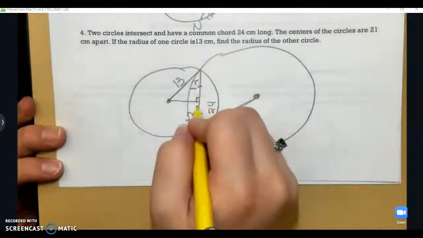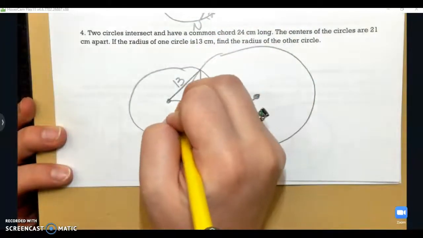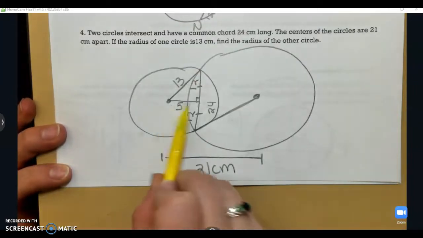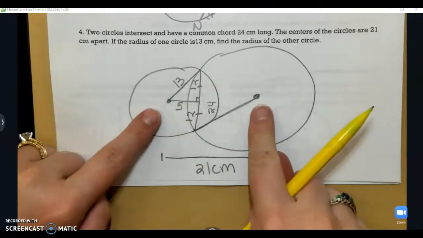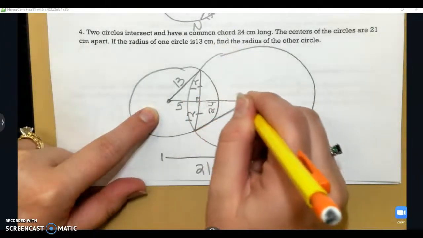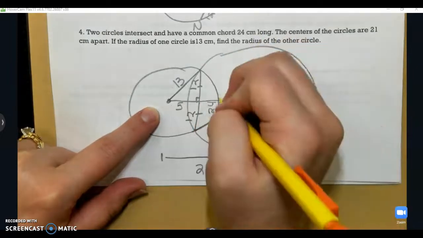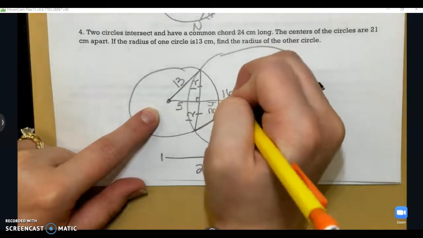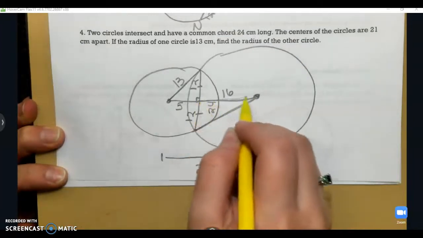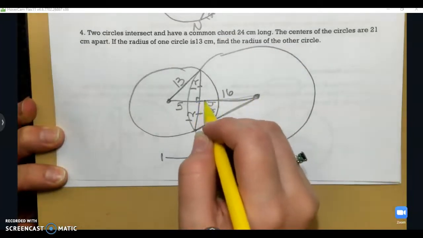And so that distance perpendicularly leaves us with 5. That is a triple, but again, you can use Pythagorean theorem if you did not recognize that. So this distance is 5. The entire distance between the centers is 21, which means the remaining distance would be 21 minus 5, which is 16. So what I have now is the distance between the center of my second circle and that common chord.